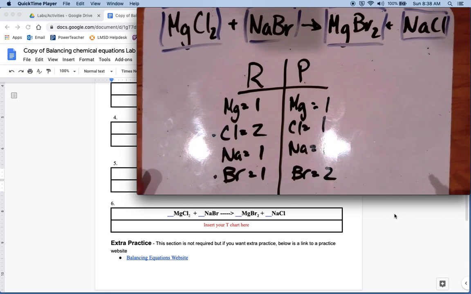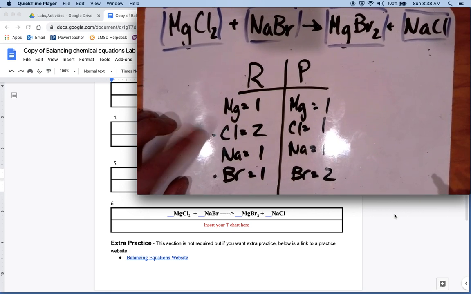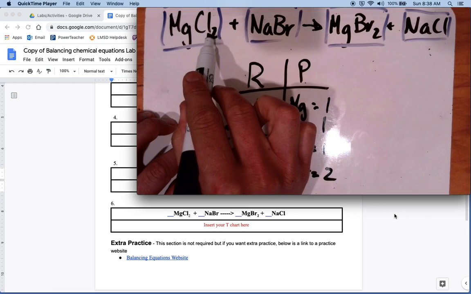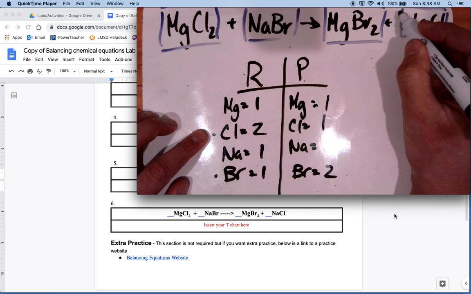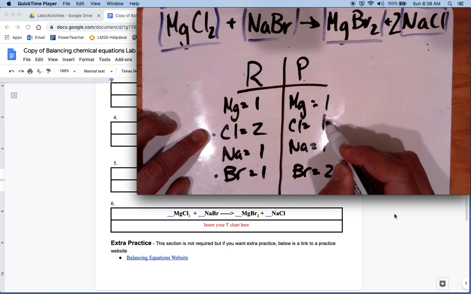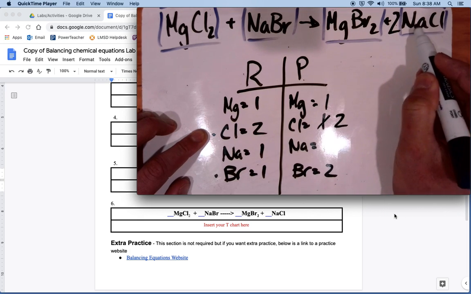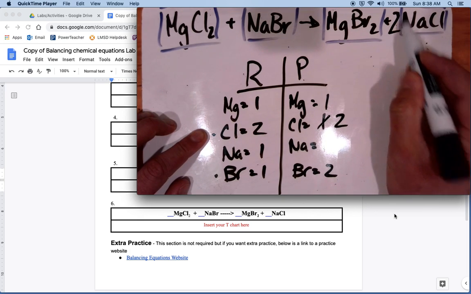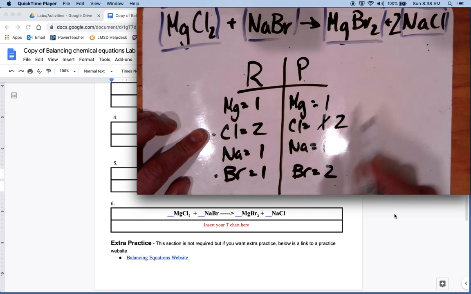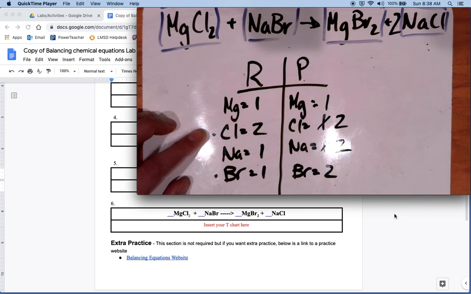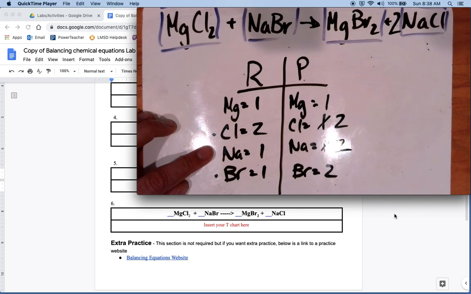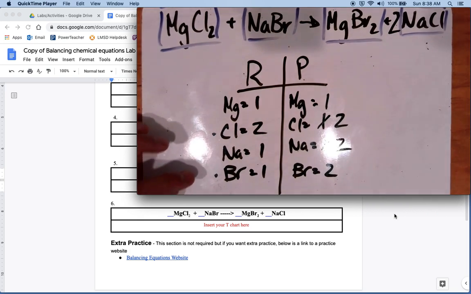So I'm going to look at it and go, I think I'm going to fix the chlorines first. So there's 2 on this side. There's only 1. So I'm just going to multiply this by 2, right? So I'm going to change that to 2. But remember, I'm also changing what's inside the whole thing. So I'm also multiplying the Na to be 2, right? So I kind of messed that up. But it's okay, right? I think that I'm going to be able to fix that pretty simply.